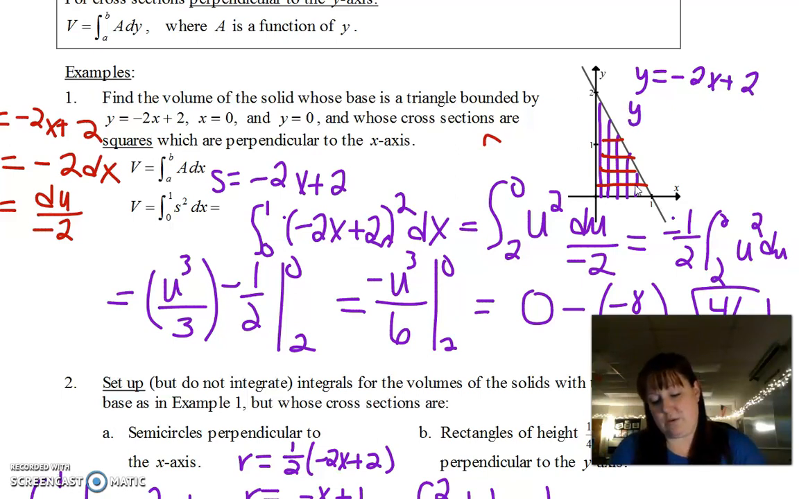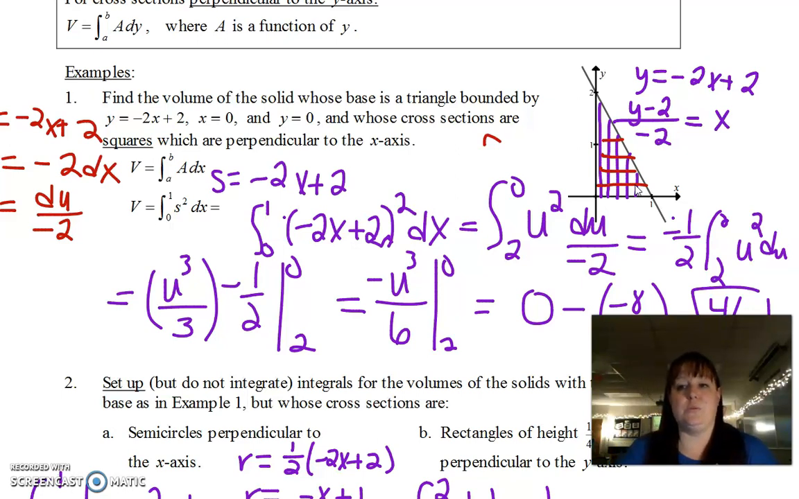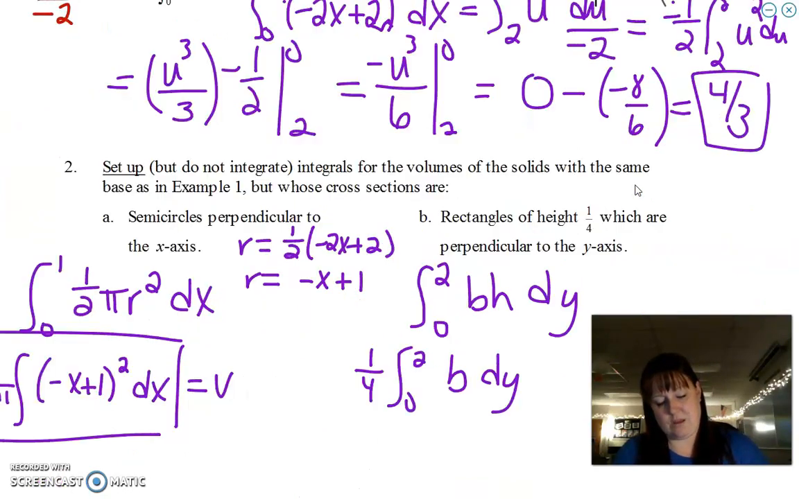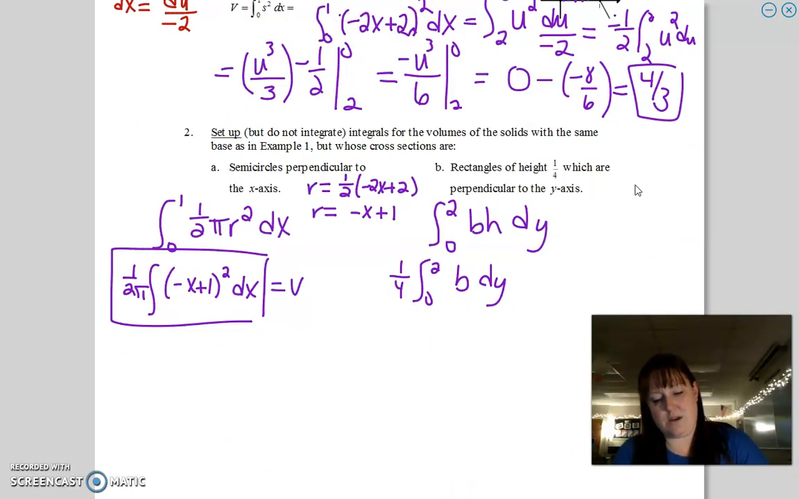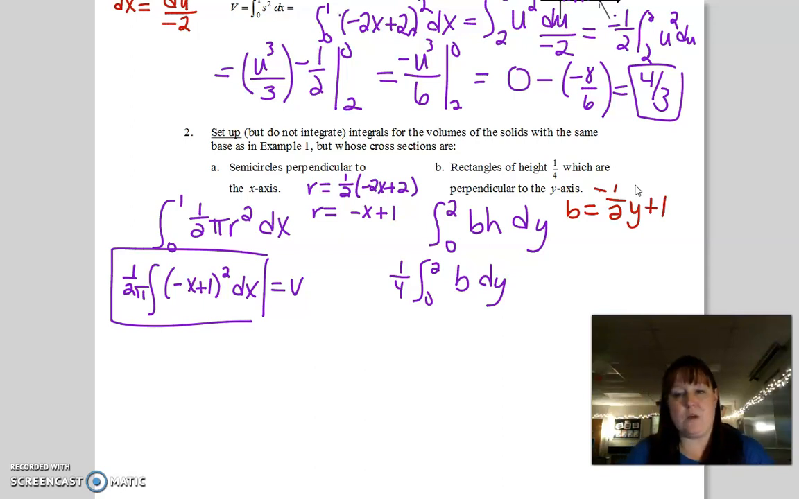And we want x by itself, and we want to know what that function is in terms of y. So let's just do that. We're going to do y minus 2 divided by negative 2 equals x. So our function in terms of y is y minus 2 over negative 2 equals x. So we're going to rewrite that. Our base equals negative 1/2 y plus 1. Make sure I got that right. Yep, negative 1/2 y plus 1. So it's negative 1/2 y plus 1 is our actual base.